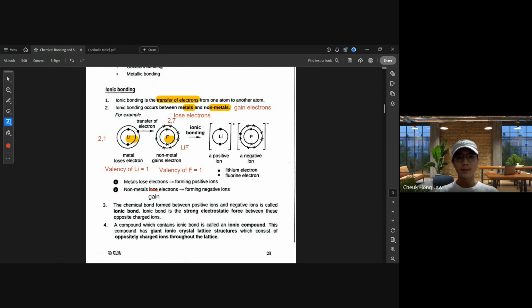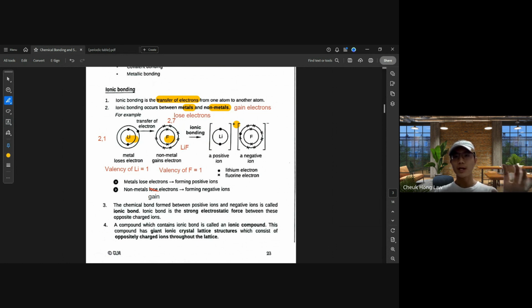Lithium will lose 1 electron, so the new configuration is 2. You'll just draw a circle with lithium inside and 2 electrons. Then you'll draw a bracket. Make sure that the bracket covers the whole ion. After you draw the square brackets, the top right-hand corner will be the charge.